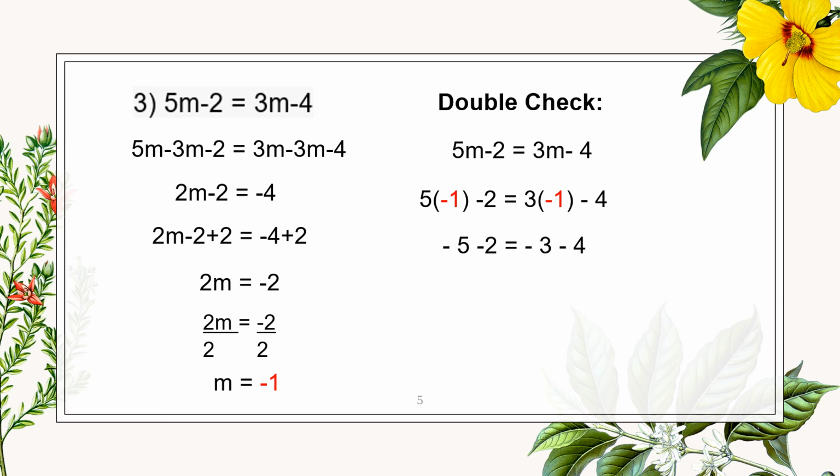We have negative 5 minus 2 is negative 7. Negative 3 minus 4 is negative 7. That is operation of integers. So, we have negative 7 on the left side and negative 7 on the right side, and that is true. That means our answer is correct.